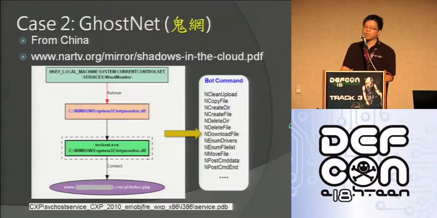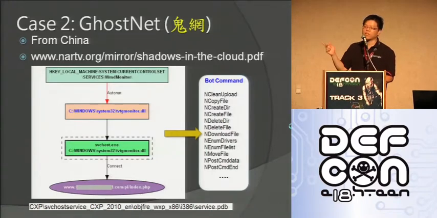Case number two is also a very famous one in the Chinese hacker community. It's called GhostNet. The original official report was actually released by Canadian researchers, Shadows in the Cloud. And from the sample, you can see that it tried to install itself as a system DLL file into the system. And then it will connect to a CNC server. When we tried to reverse this binary, we also identified the botnet commands that it can use. So you see all these botnet commands that this GhostNet can use.